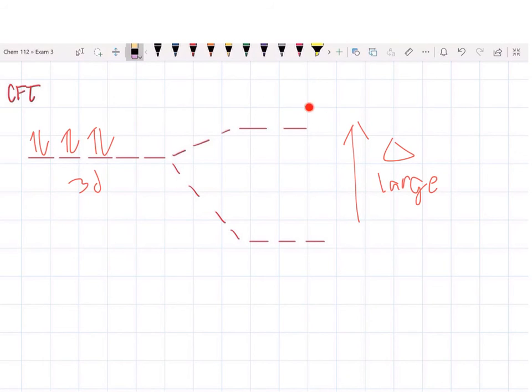Now these two orbitals are eg, and these 3 are t2g orbitals. Now these orbitals are going to be dz squared, dx squared minus y squared, dxy, dyz, and dxz.